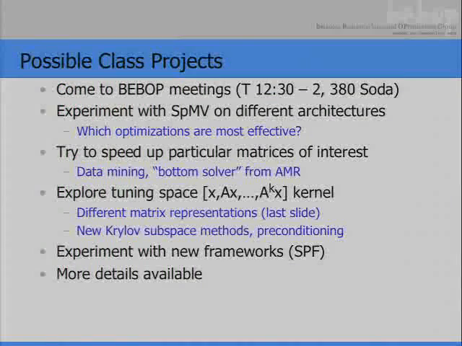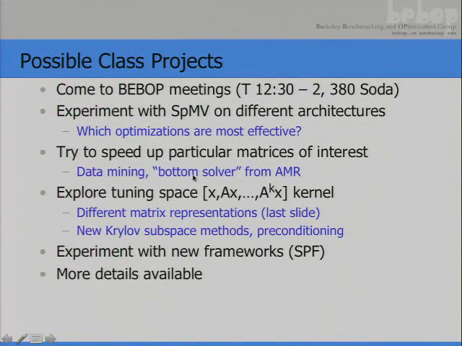And that brings me to my very last slide, which is possible class projects. You can come to Bebop meetings on a weekly basis and hear about many more of them, of course. But you could experiment with sparse matrix vector multiply in different architectures and ask which of these many optimizations are the best. You can try taking this pySpike package, which we're about to release, and just use it, try it on different applications, different architectures, and see which ones work best. You can try to add your own optimizations to it if you like. If you have a particular application you want, you can apply these optimizations to your particular problem.